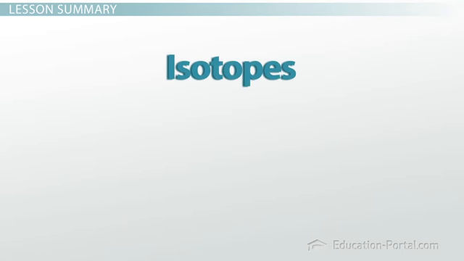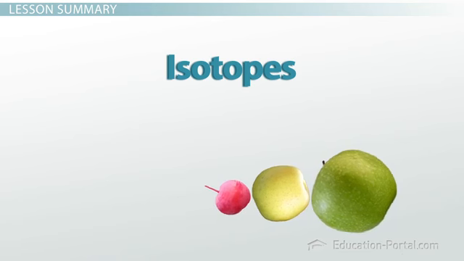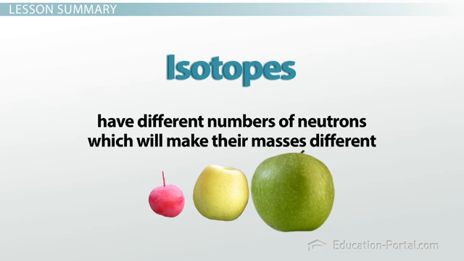Isotopes are just variations of the same element. They have the same number of protons, and they will all react the same way. The only difference is they have different numbers of neutrons, which will make their masses different. The abundance of each type of isotope is taken into account when calculating the average atomic mass, or the atomic weight, which is found on the periodic table.